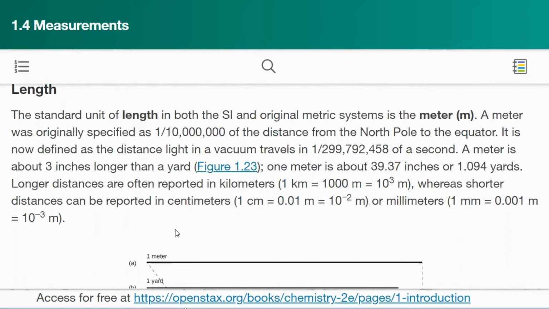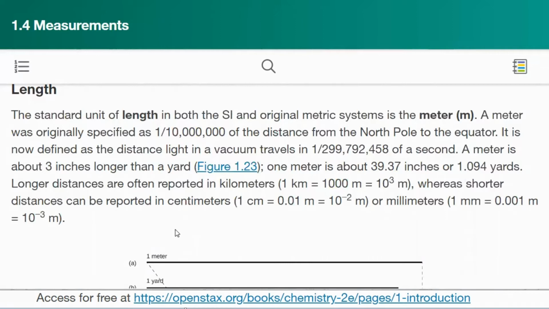Length. The standard unit of length in both the SI and original metric system is the meter, m. A meter was originally specified as 1/10,000,000th of the distance from the North Pole to the equator. It is now defined as the distance light in a vacuum travels in 1/299,792,458 of a second. A meter is about 3 inches longer than a yard, and there's figure 1.3, which we'll cover. 1 meter is 39.37 inches, or 1.094 yards.